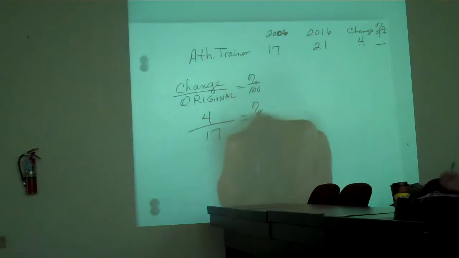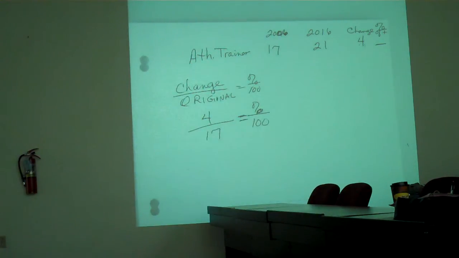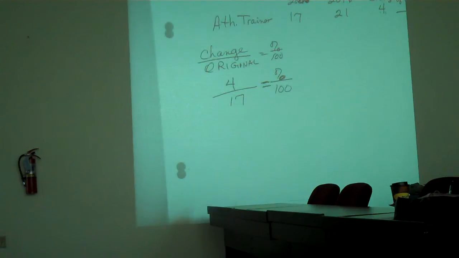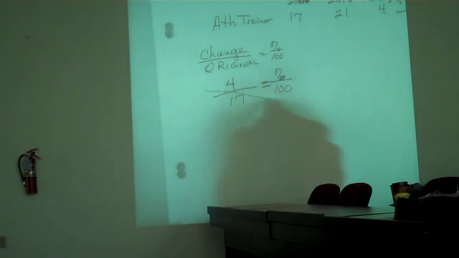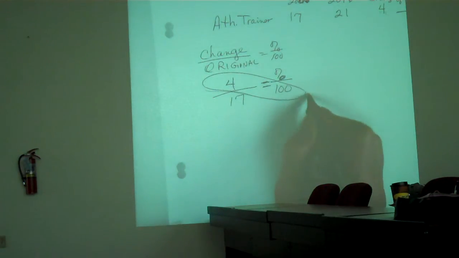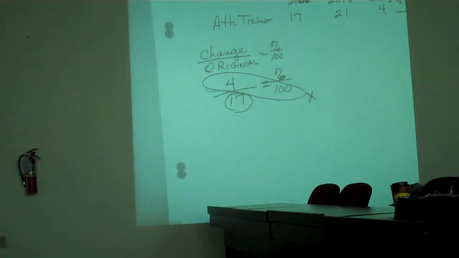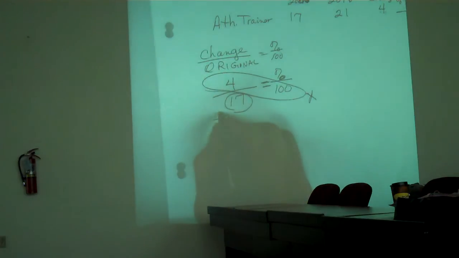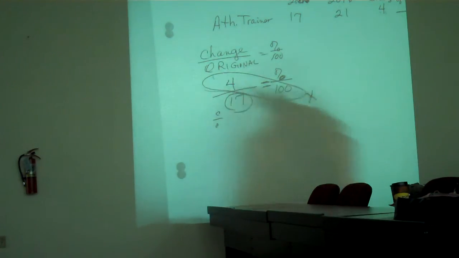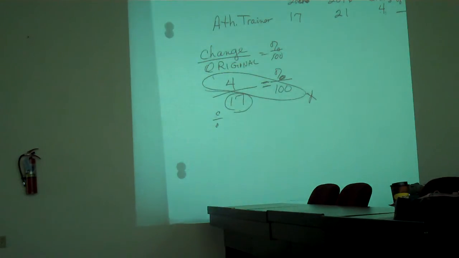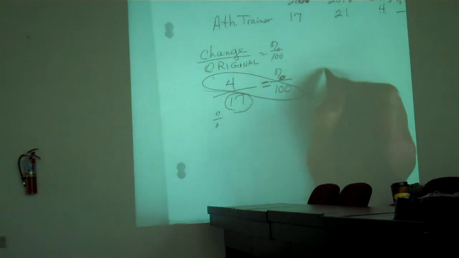Equals percent over 100. And how do you solve a proportion like this? Multiply 4 times 100 divided by. Right, multiply those two. What do you do with the 17? Divide by it. You multiply those, divide by 17. So you have 400 divided by 17.